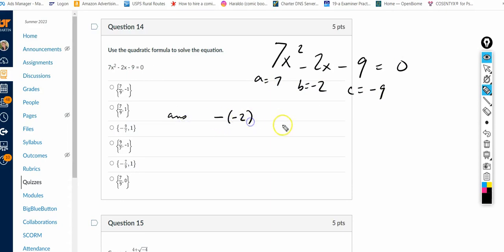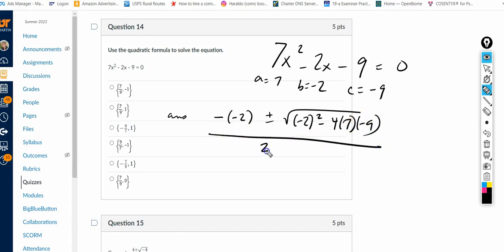-b plus or minus the square root of b squared minus 4 times A times C all over 2 times A. So I'm going to have +2 plus or minus the square root of +4. And these two negative signs cancel. 4 times 7 is 28, and 28 times 9.